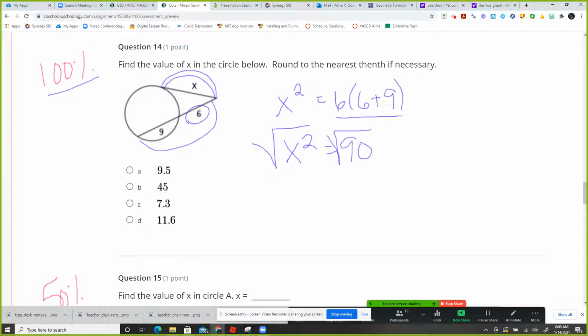Easy peasy lemon squeezy. Good morning, Alexis. We're on the quiz from yesterday. So we're in the January 13th folder on question number 14.